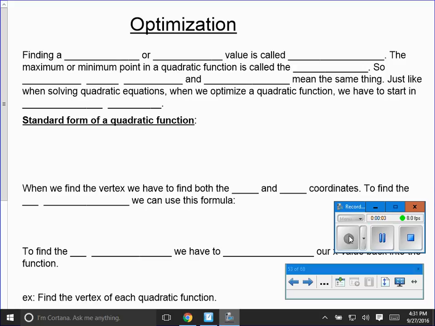This is going to be our video for Unit 3, Day 9. So what we're doing today is optimization. With quadratics, we also call this finding the vertex. Whenever we find the maximum or minimum value, that's what optimization is. That's what that word means.